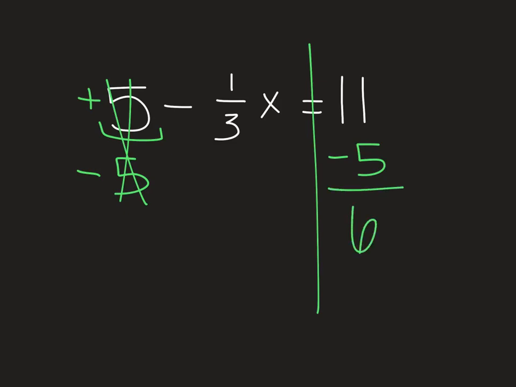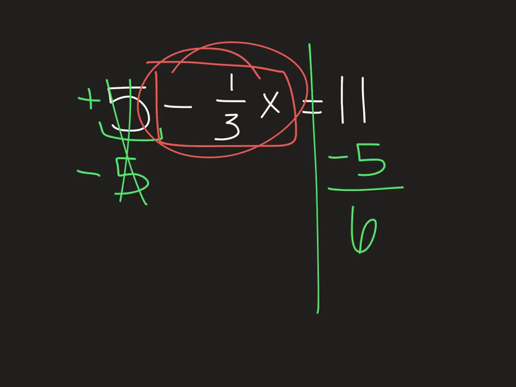This becomes 6. Now I need to be careful because this is a subtraction sign, which means that this whole thing is negative 1/3 x. And negative 1/3 x equals 6. So again, this minus sign, because if we were doing combined terms, we would change this to plus negative 1/3 x. So this is where we get that negative 1/3 x.